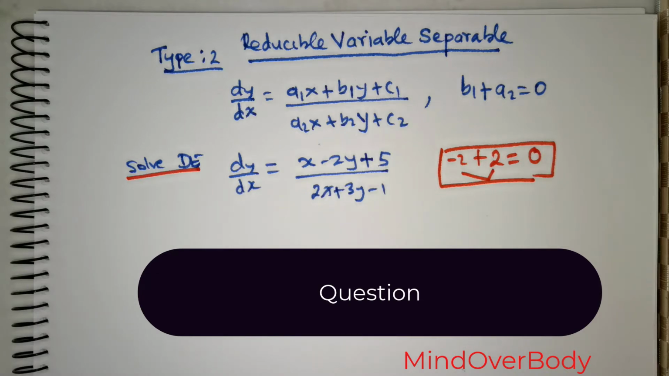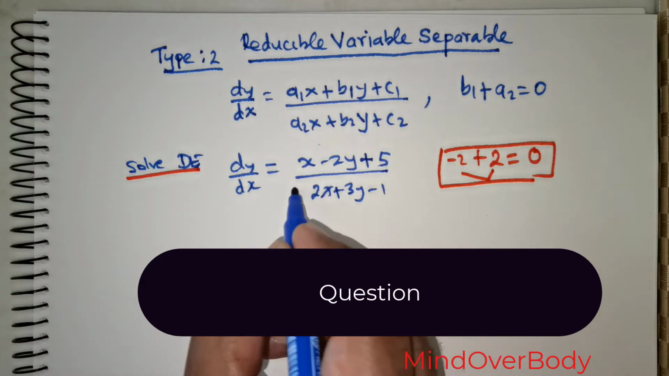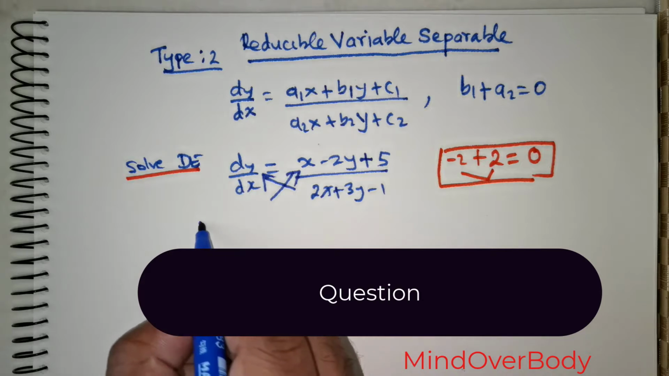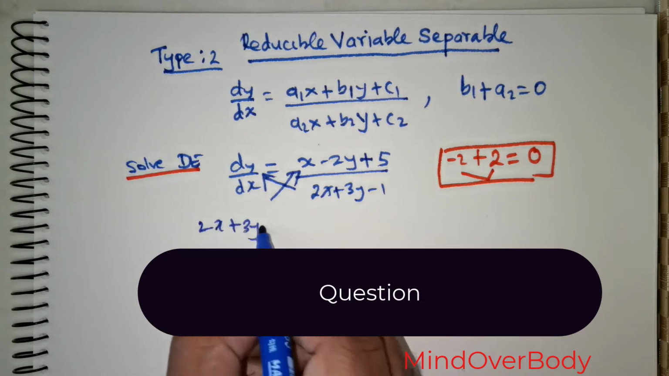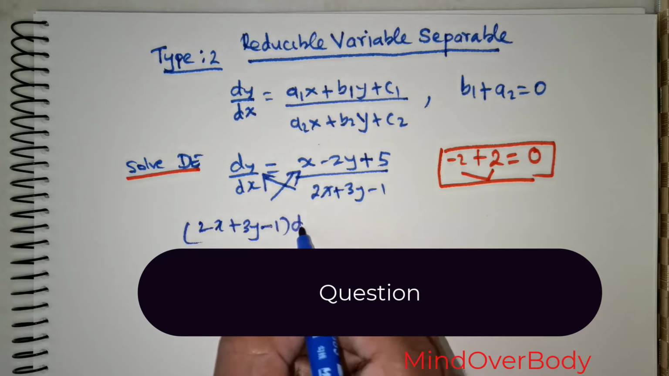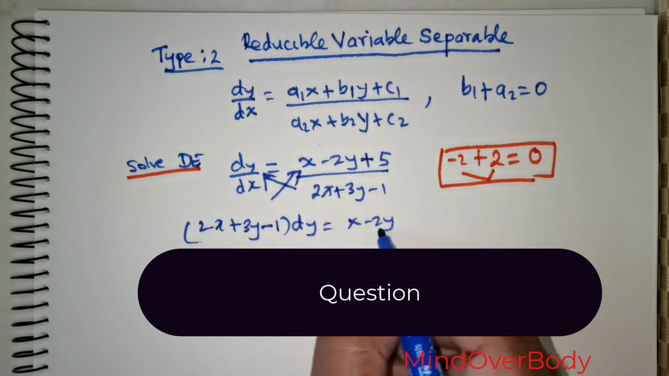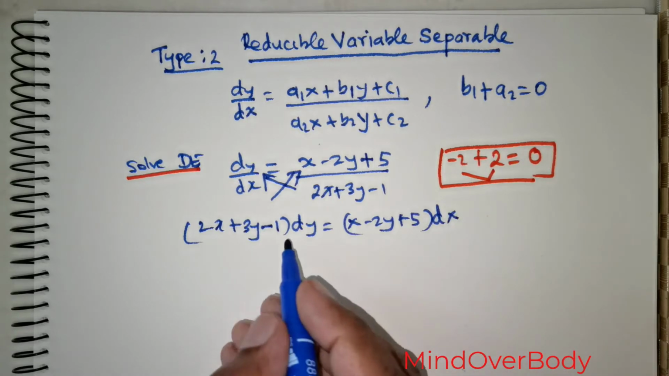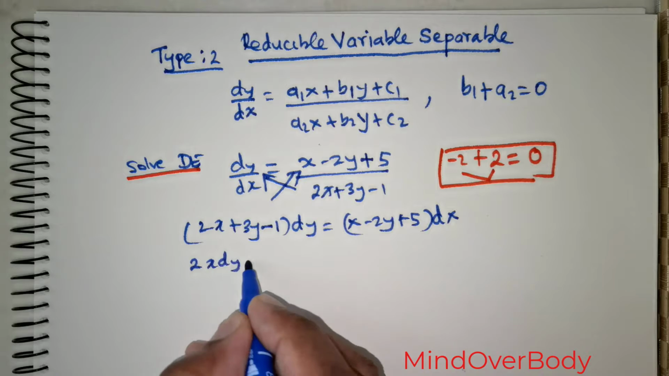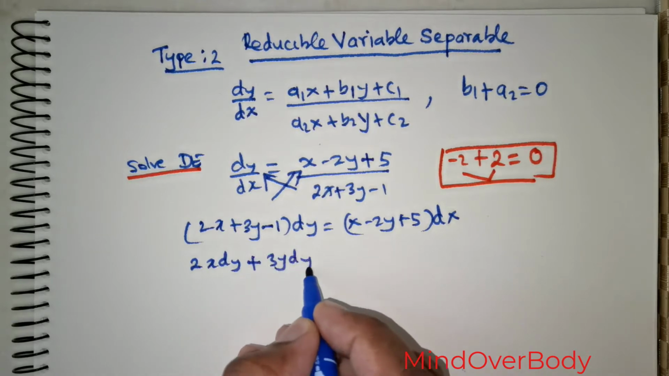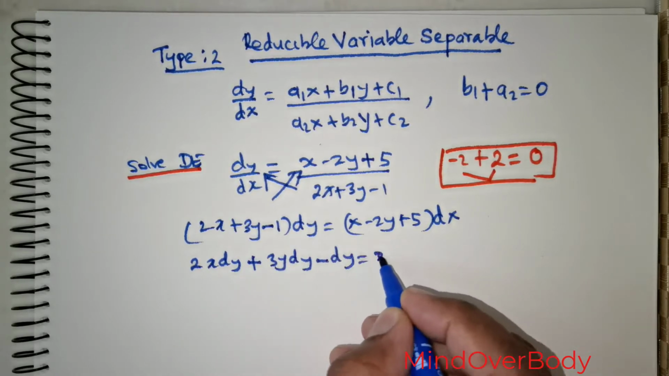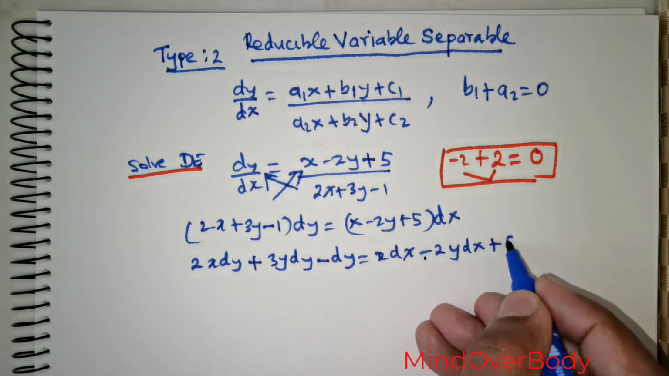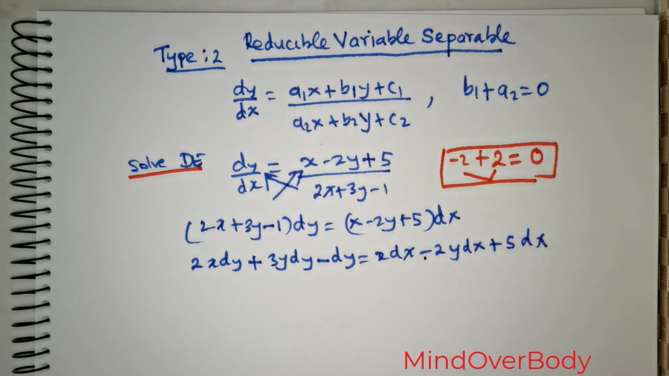So what exactly is this technique? This technique is simply cross multiplying. That's it. So this is going to be (2x + 3y - 1) dy is equal to (x - 2y + 5) dx. So this is going to be 2x dy + 3y dy - dy is equal to x dx - 2y dx + 5 dx. So this is what we have got.